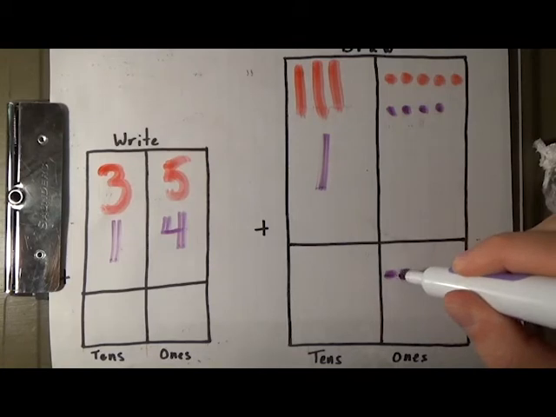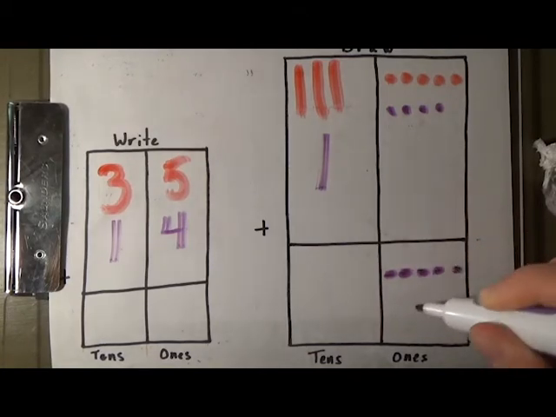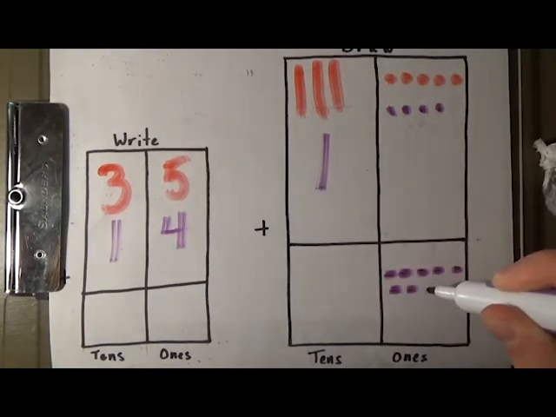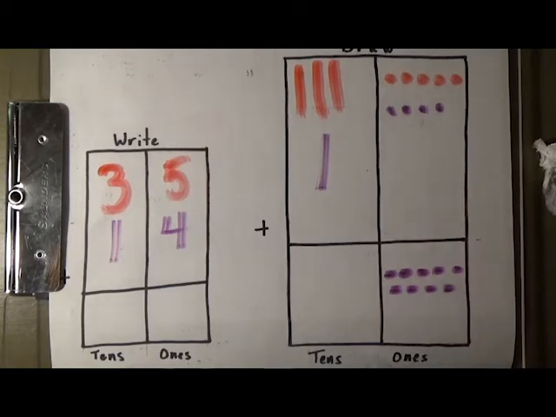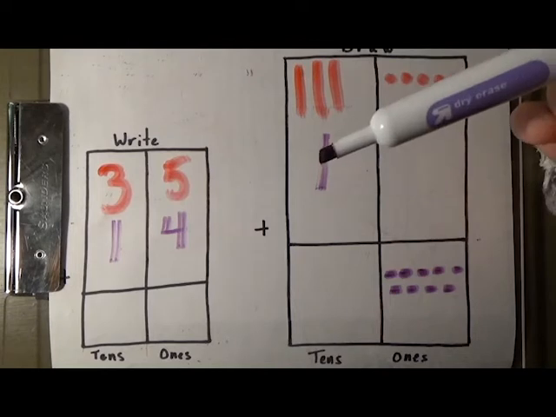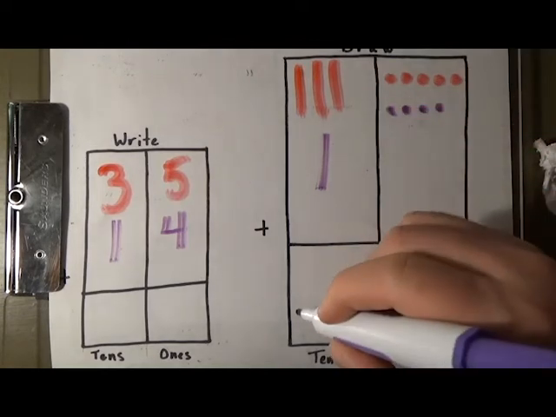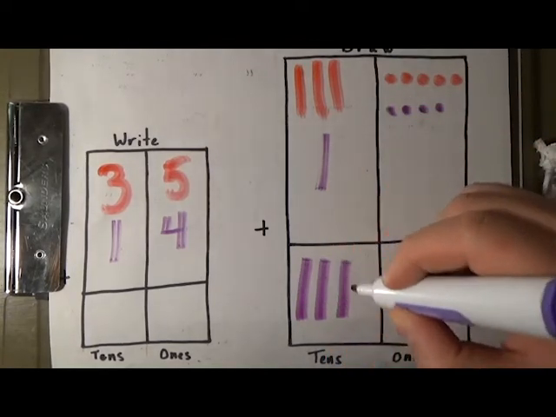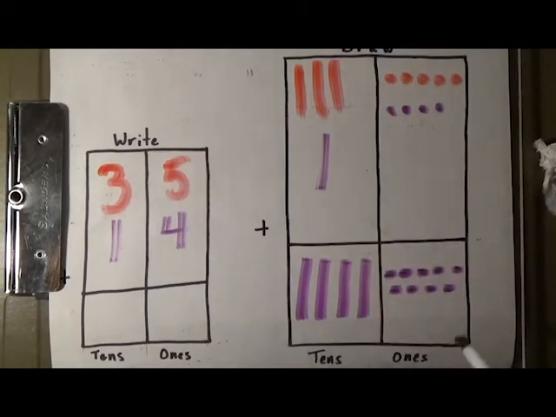So we have 1, 2, 3, 4, 5, 6, 7, 8, 9. And then over here, we have 1, 2, 3, 4. So we have 10, 20, 30, and 40. So 4 tens and 9 ones. All right, let's come over here.